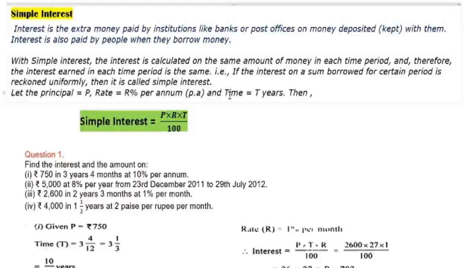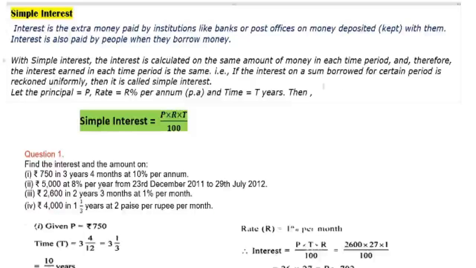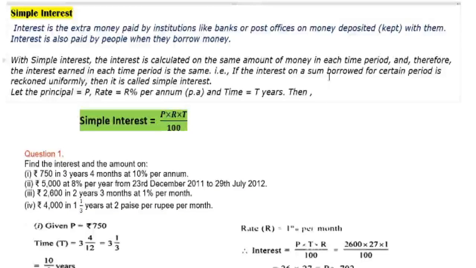That is, the interest on a sum borrowed for a certain period of time, if it is reckoned uniformly, that means the time period is the same, then it is called simple interest.